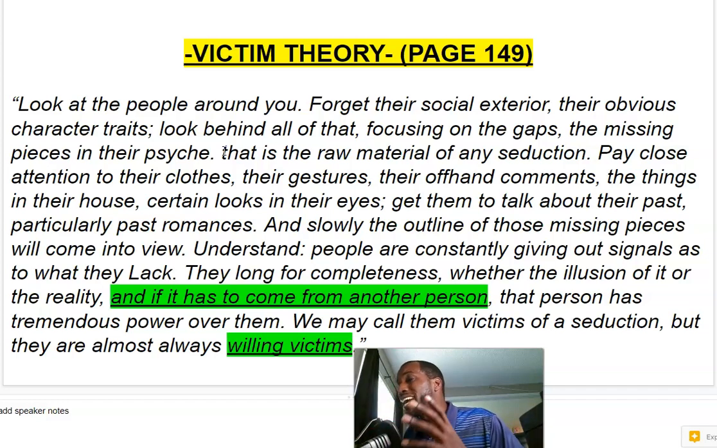Walk around the home and look at things. An organized home is an organized mind. A disorganized home is a disorganized mind. If the home has small items, minimalistic tendencies, then you know this person is a saver. They're very scarce with their finances, and they're very scarce with the people in their life. Pay attention. There's a lot you can learn just by looking at someone, but what we are talking about is in the realm of seduction. Forget the social exterior. Forget what they're saying. Pay attention to what they're presenting to you, but look for the gaps.